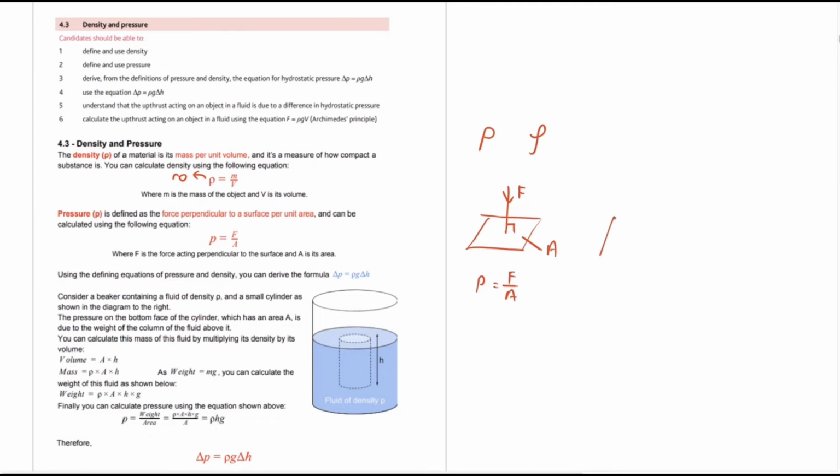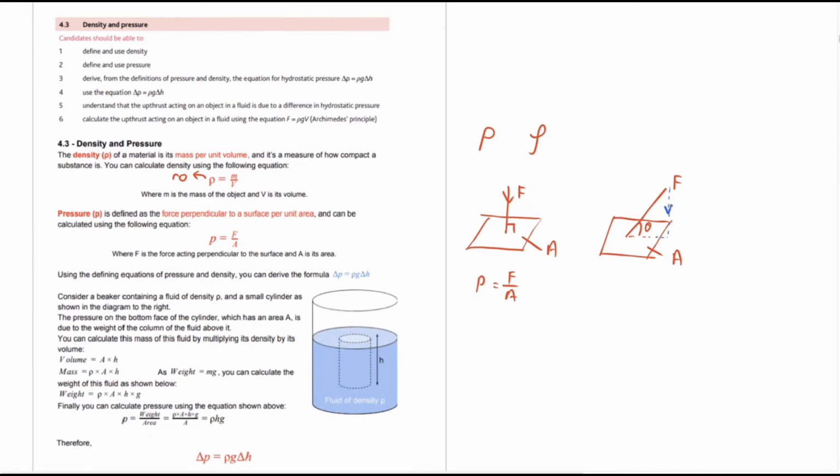But in case the force is not perpendicular, let's say it acts in this particular direction, at angle theta, force. The area is A. Then you want to find pressure. You must find the perpendicular component of the force. That means you have to resolve it.